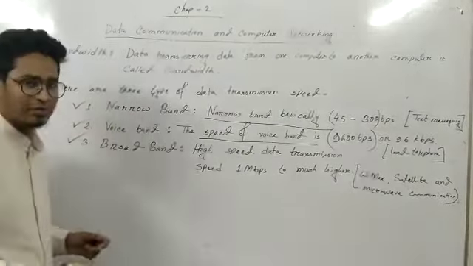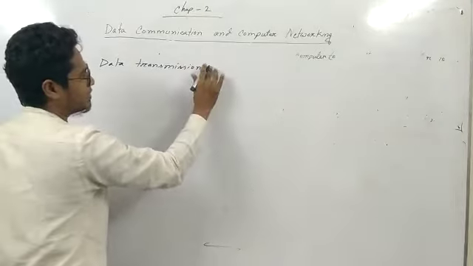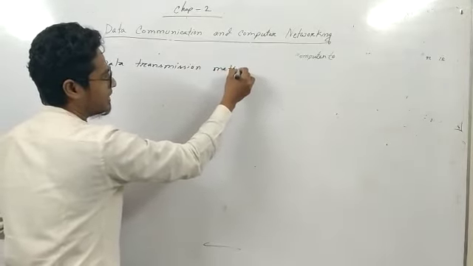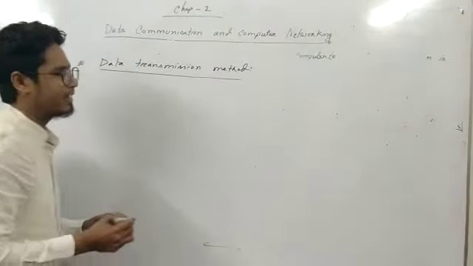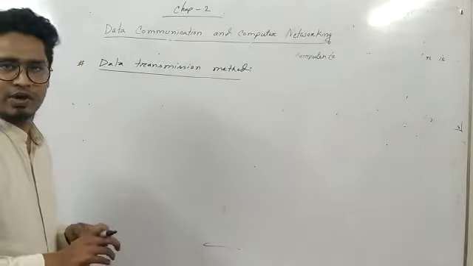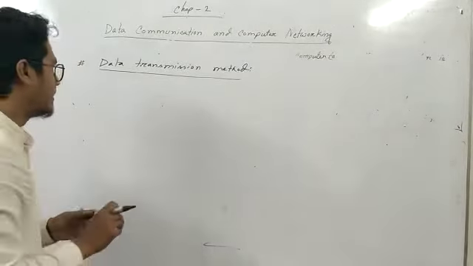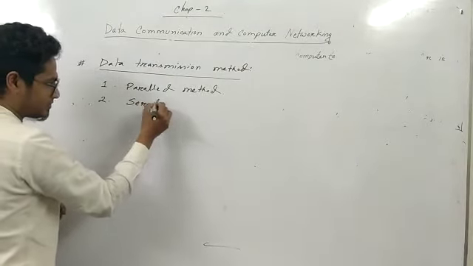Now I'm going to talk about the data transmission method. Method means a system through which data is transferred from one device to another. There are two types of data transmission: one is the parallel method, another is the serial method.